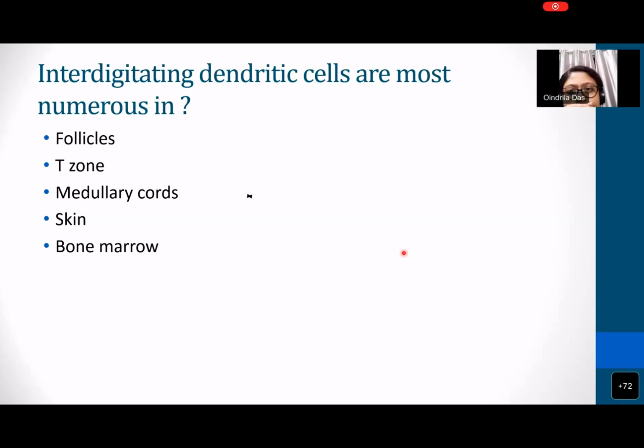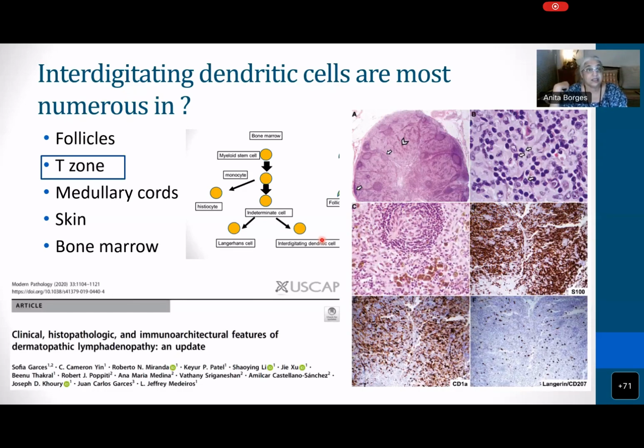T-zone. Yes, Gorik? T-zone. T-zone, very good. Who said T-zone? Ointrilla. Sorry, who did that? Ointrilla. Yes, very good. Yes, it is. T-zone is the right answer. That's where you get interdigitating dendritic cells that are most numerous.